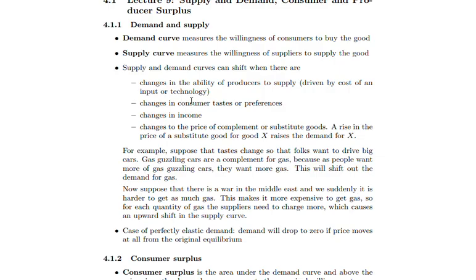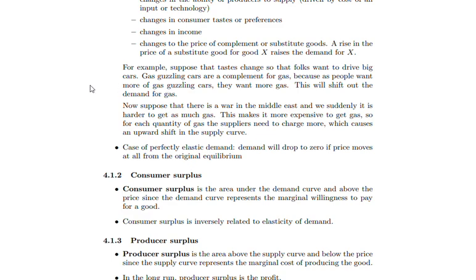A rise in the price of a substitute good for good X raises the demand for X. For example, suppose tastes change so that folks want to drive big cars. Gasoline cars are a complement for gas, because as people want more gasoline cars, they want more gas. This will shift out the demand for gas.